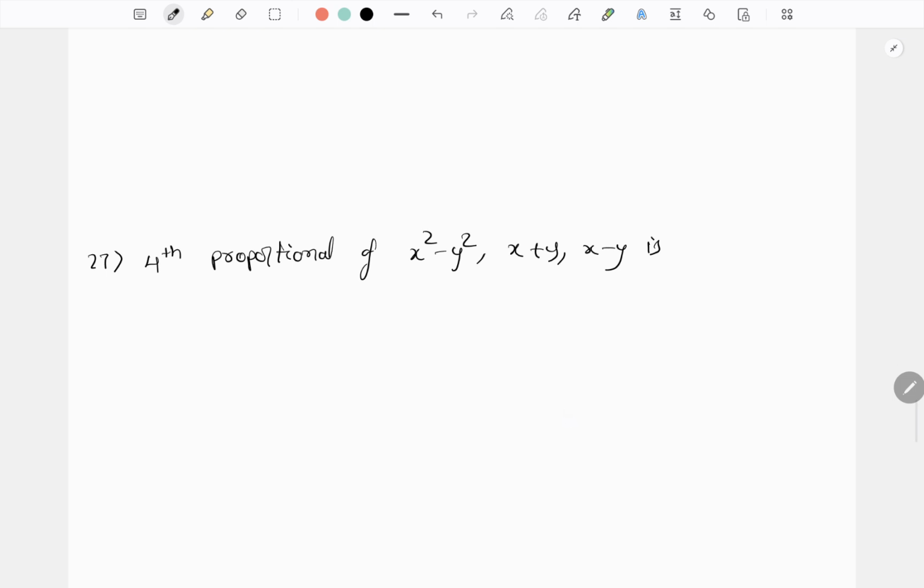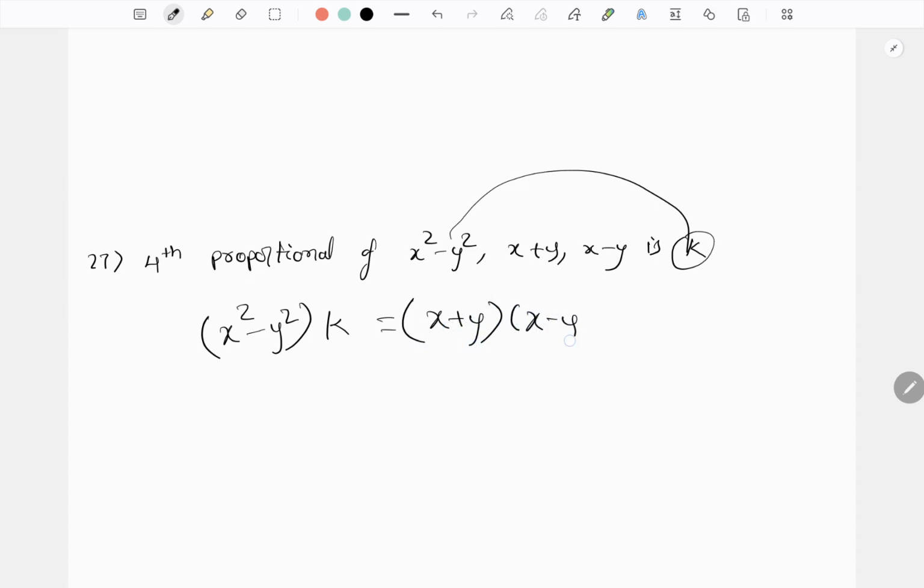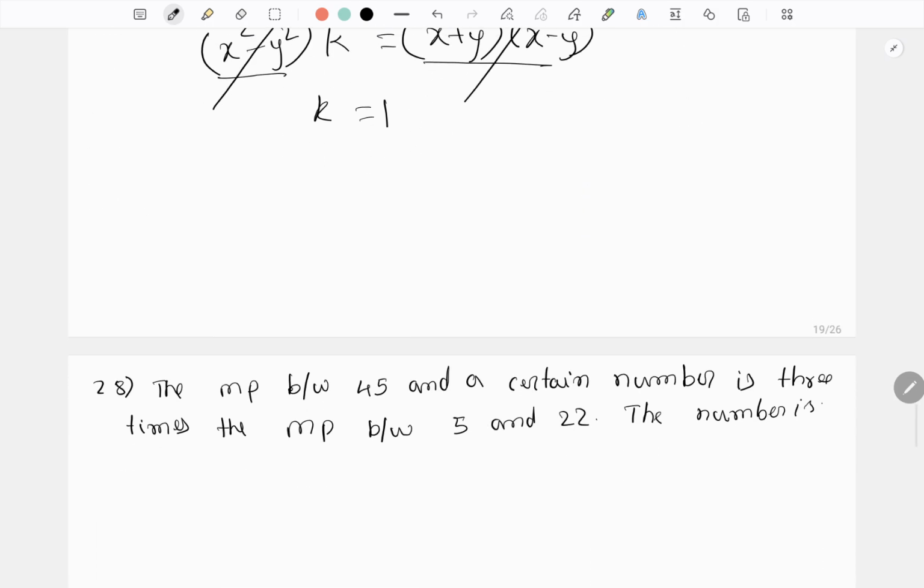Fourth proportion, so product of the extremes. Let this be k. So (x square minus y square) into k is equal to (x plus y) into (x minus y). If you notice, this product is nothing but x square minus y square, which will get cancelled. So k is equal to 1.